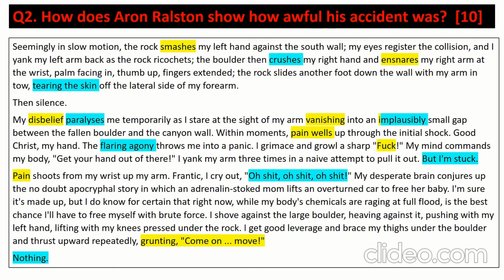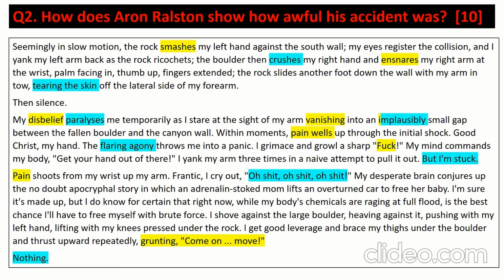Okay, so I will read the extract out. I've highlighted some stuff already. Seemingly in slow motion, the rock smashes my left hand against the south wall. My eyes register the collision, and I yank my left arm back as the rock ricochets. The boulder then crushes my right hand and ensnares my right arm at the wrist, palm facing in, thumb up, fingers extended. The rock slides another foot down the wall with my arm in tow, tearing the skin off the lateral side of my forearm. Then silence. My disbelief paralyzes me temporarily as I stare at the sight of my arm vanishing into the implausibly small gap between the fallen boulder and the canyon wall.